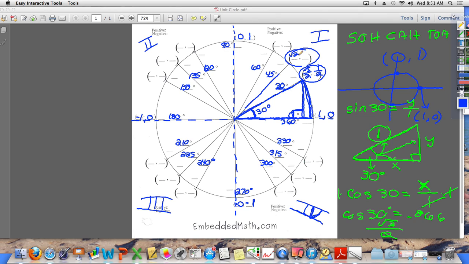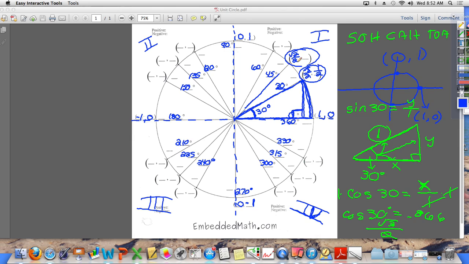Square root of 2 over 2. How do you find the y value there? How do you find the y value? You do the sine of 45 degrees. And yes, it is going to be the same. What is the sine of 45 degrees? Isn't it 0.707 again?